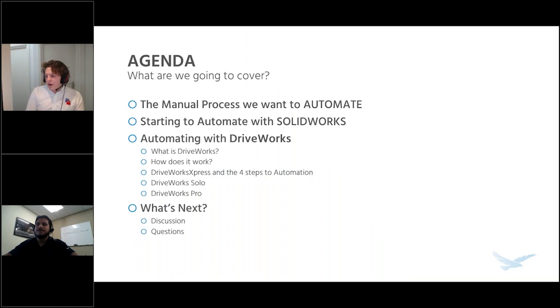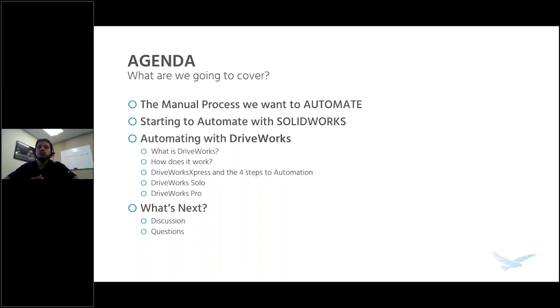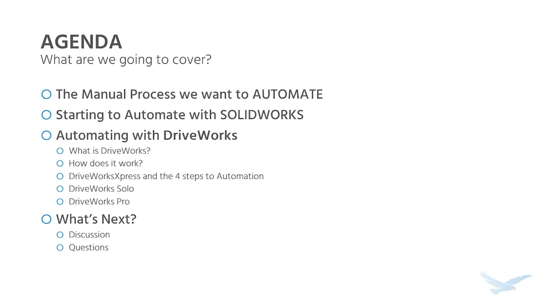Today what we're going to be covering is the manual process, the process that you as an engineer might be wanting to go ahead and automate. Then we're going to be looking at some tools inside SolidWorks that you might already have tried or be using to automate this process, and look at some of the drawbacks that you might have found when using those tools. Then is the exciting part, the bit that I really like, and it's how you can use DriveWorks to help you work smarter. And that's going to be starting today.